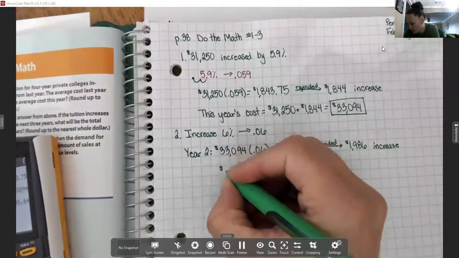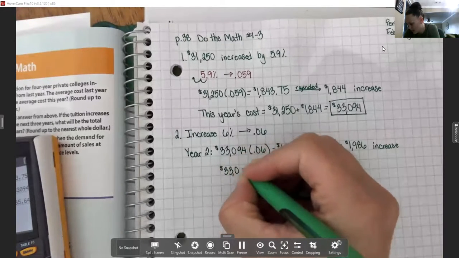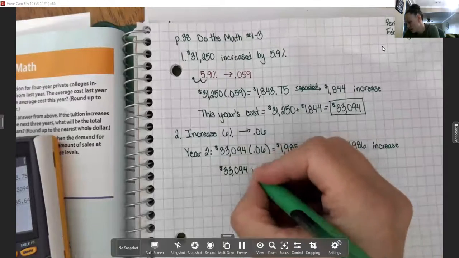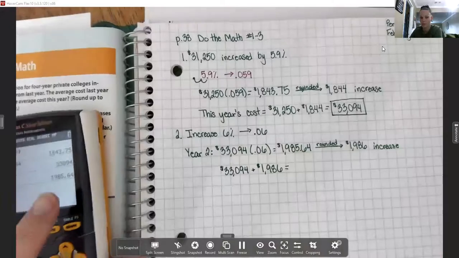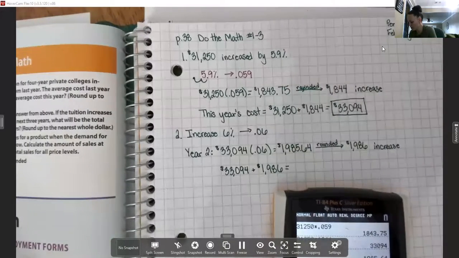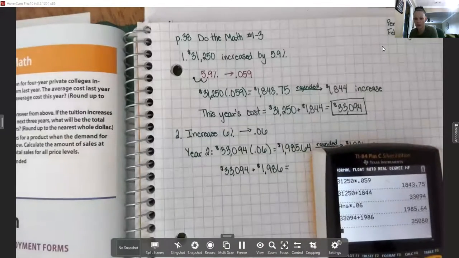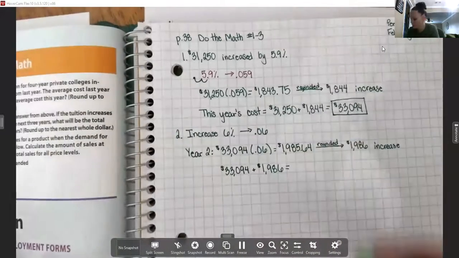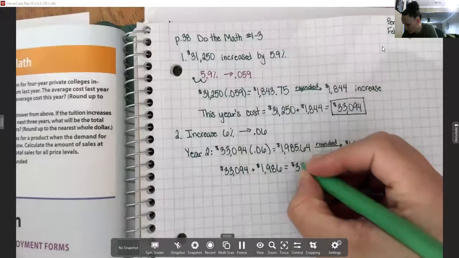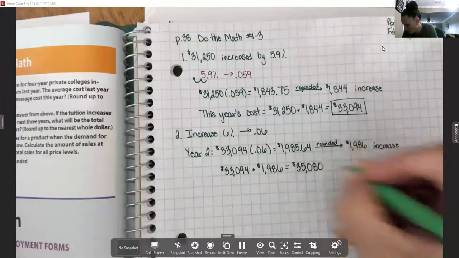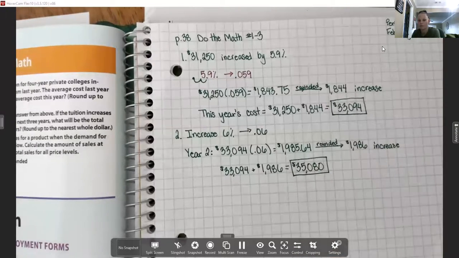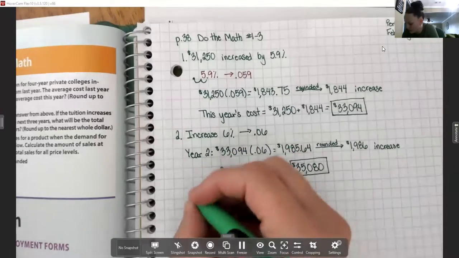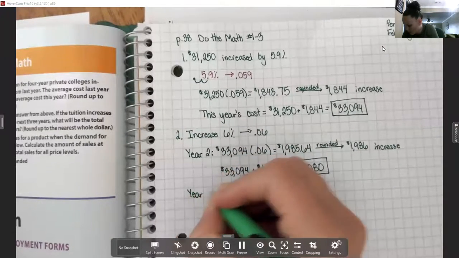So for year 2, then the cost, $33,094 from year 1, plus the increase from year 2. So $33,094 plus $1,986, $35,000. Oh, sorry, you couldn't see it. $35,080. Remember, it said do it for the next 3 years, so we have to do year 2, year 3, and year 4.